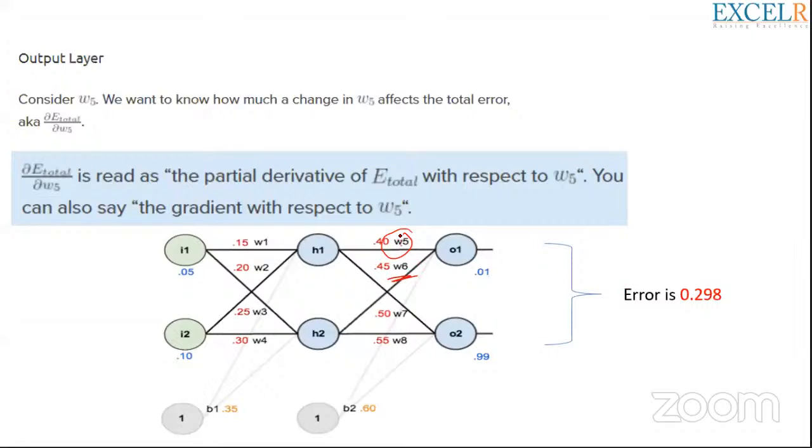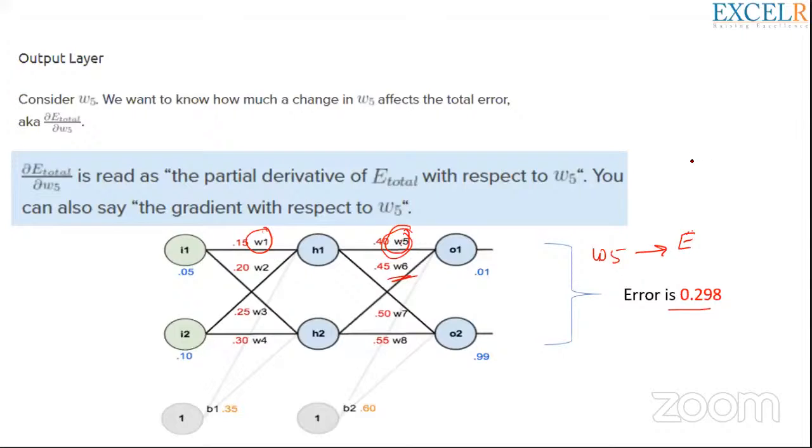Meaning, if I change this W5, how much is this error going to change? If I change this W1, how much is the error going to change? What is that? If I change W5, how much is the error going to change? That means at what rate this error is going to change. So with respect to W5, at what rate? So how do we denote that rate?